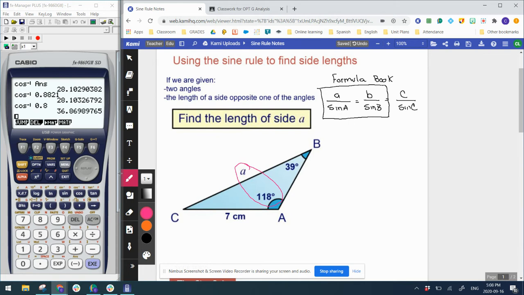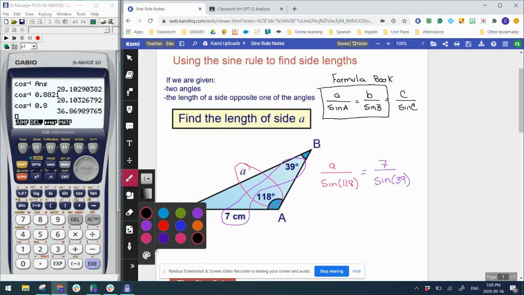So I always like finding the side that we're looking for, and I like circling the angle it is opposite of. This is what we're going to put in the first part of our formula. So we're going to have A over sine 118. Then we're going to need to find the other pair. In this other pair, because I already have my unknown, I should know both the side and the angle. So here's my side, I'm going to go across, and here's the angle that pairs with it. So this is going to be 7 over sine 39.